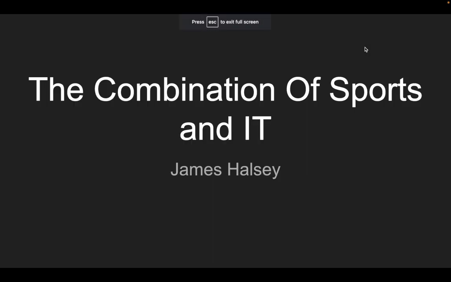Hello, today I'm going to be doing my signature portfolio project on the combination of sports and IT. The objectives I want to complete with this are to use Photoshop to revisit and enhance images from my experience of sports, convey what I like about each sport with each Photoshop, showcase sports from multiple perspectives, and show how IT and sports can be intertwined.